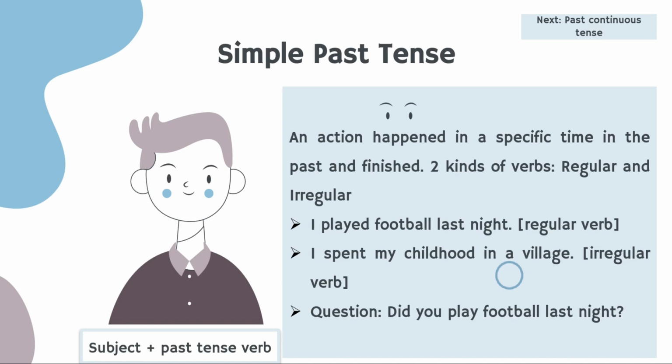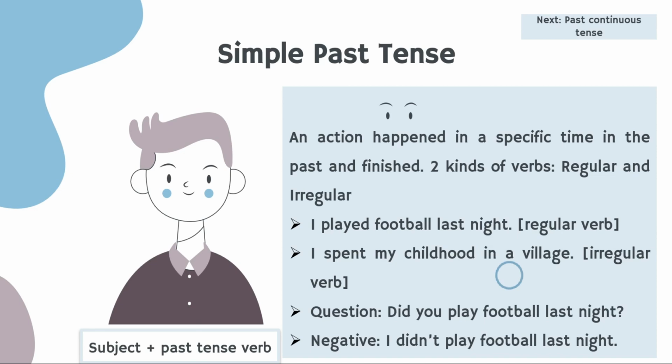For making negative sentences, also we use did and we add not to did. For example, I did not play football last night. Or for example, I did not spend my childhood in a village. So the formula to make the negative sentences is did plus not plus simple form of the verb. And to make simple past tense, the formula is subject plus past tense verb. Just this.